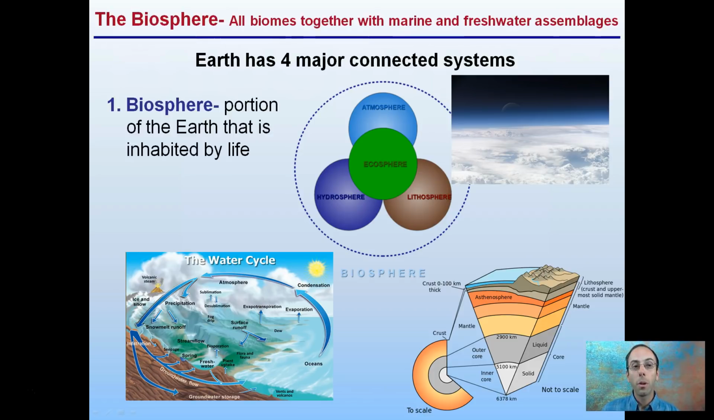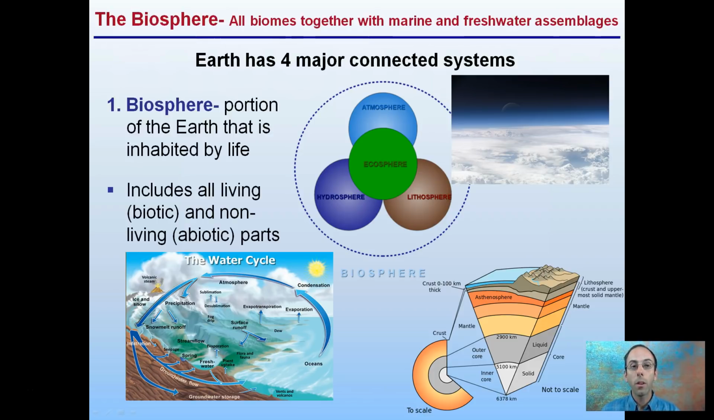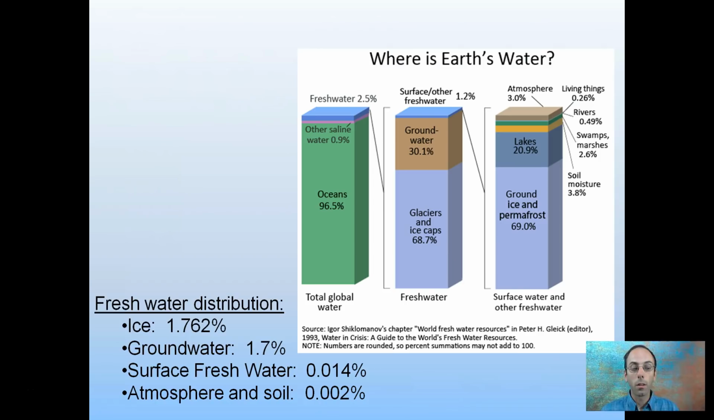This slide may look familiar if you watched that previous video lecture, but let's start here with the biosphere. It's all the biomes together with marine and fresh water included. The Earth has 4 major connected systems, which we are going to go over in detail here. The atmosphere, the ecosphere, the hydrosphere, and lithosphere all come together to form the biosphere, which is the portion of Earth that's inhabited by life, including all biotic and abiotic parts.